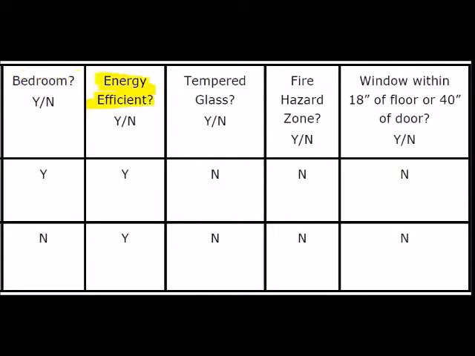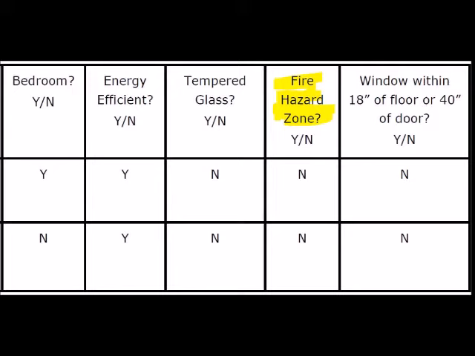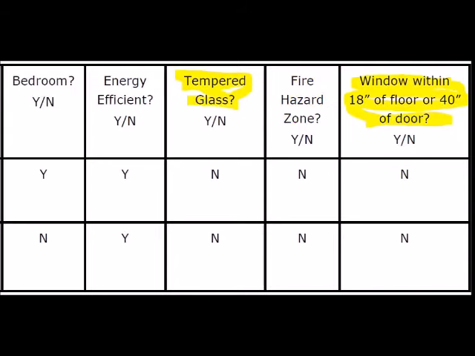Then indicate whether the windows are energy efficient, meaning they have 0.40 U factor and 0.40 solar heat gain coefficient, and E-coating if single pane glass will be used. Show whether the site is in a fire hazard zone by checking the map linked on page 4 of the handout. If so, show they will use tempered glass. Show whether the windows are within 18 inches of the floor or 40 inches of a door. If so, show they will use tempered glass. This completes the window schedule.